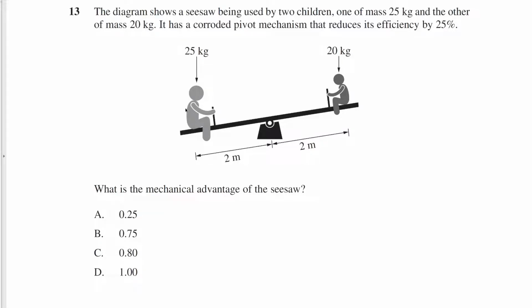The diagram shows a seesaw being used by two children. One of the masses is 25 and the other 20. It has a corroded pivot mechanism that reduces its efficiency by 25%. Okay, so this is an interesting question.